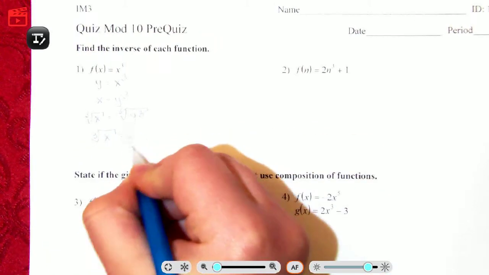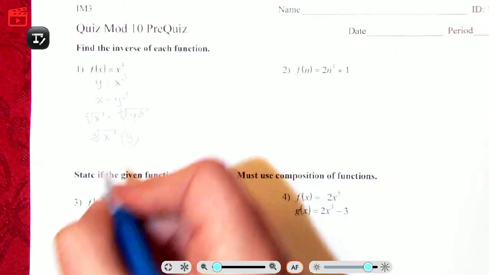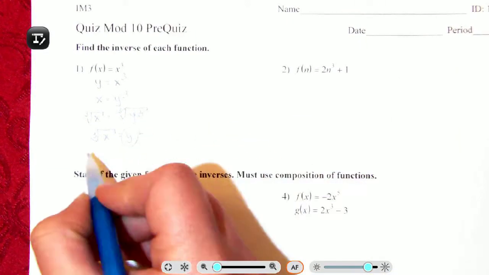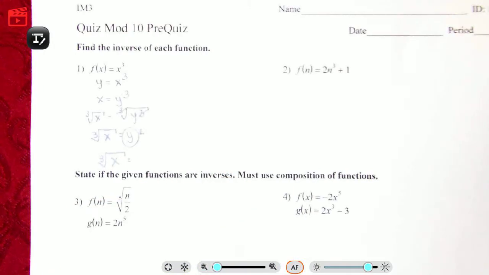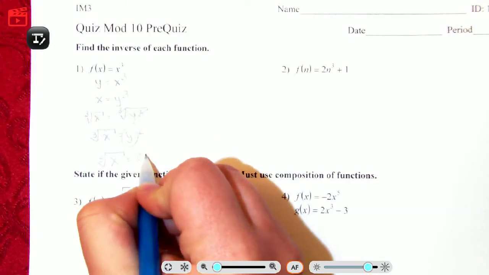But remember, we don't actually have this y. This y represents our inverse function. So our inverse function is the cube root of x, so we must use the inverse notation.